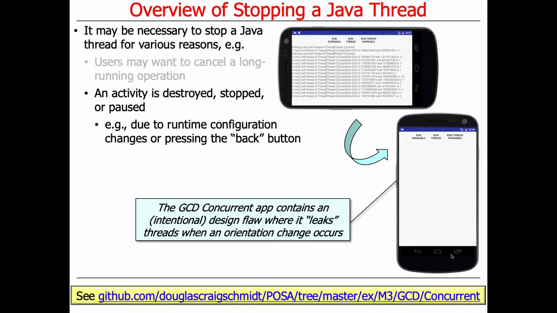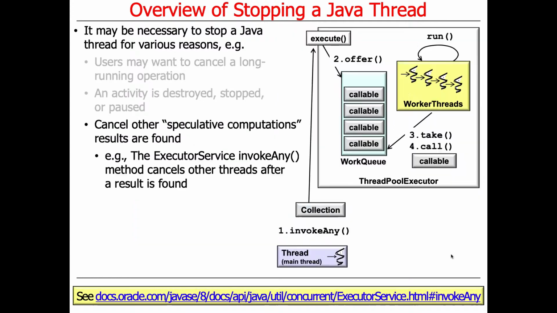We'll talk about the concurrent app. We talked about this earlier, where if you rotate this phone, this computes the greatest common divisor algorithm for a bunch of numbers. This actually has a flaw where it'll leak threads when the orientation change occurs. So you rotate the phone, the view changes so that the computations that were running in the background are no longer being displayed, but that thread is still out there cranking away, sucking up CPU cycles, which is annoying, right? You don't want that to happen.